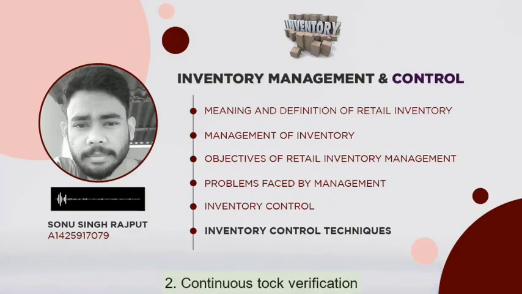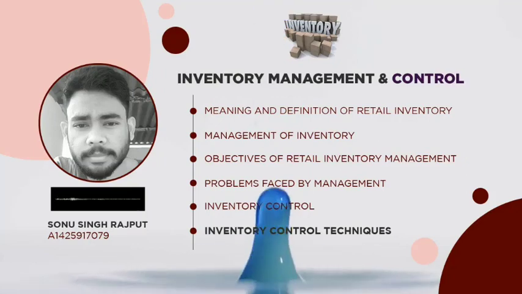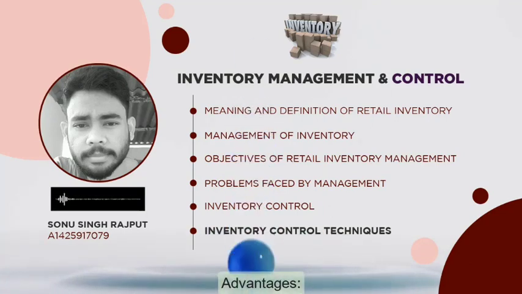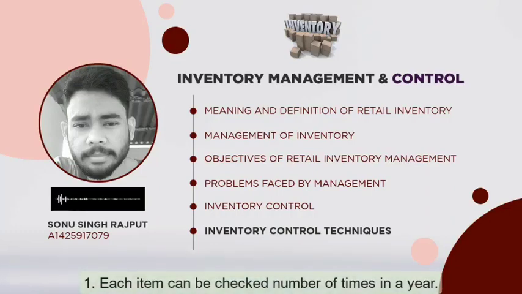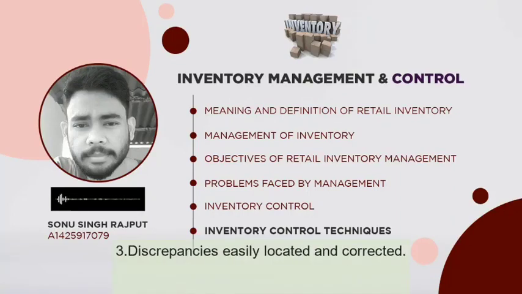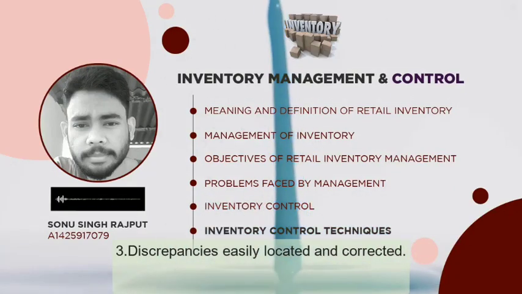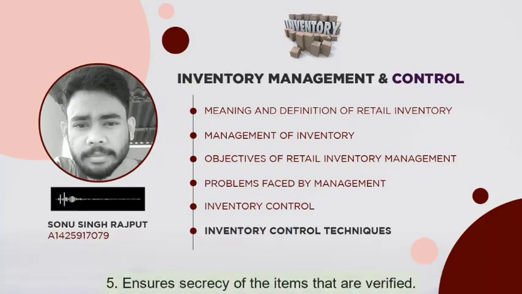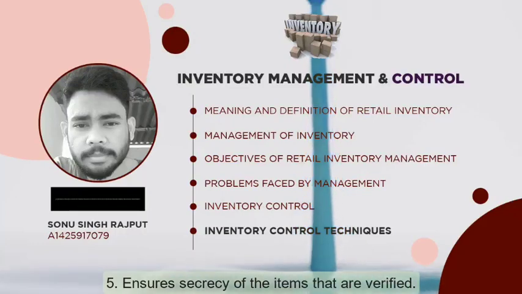The second one is continuous stock verification. Here we evaluate the stock or material or consignment multiple times in a year. There are some advantages of this over periodical inventory. The first one is that each and every item can be checked a number of times in a year. Second, necessary adjustments can be made easily. Third, discrepancies are easily located and corrected. Fourth, it ensures a reliable check on stores. Fifth, it ensures secrecy of the items that are verified.